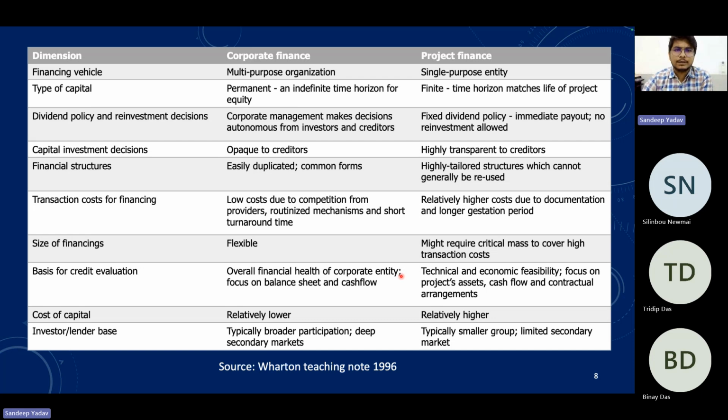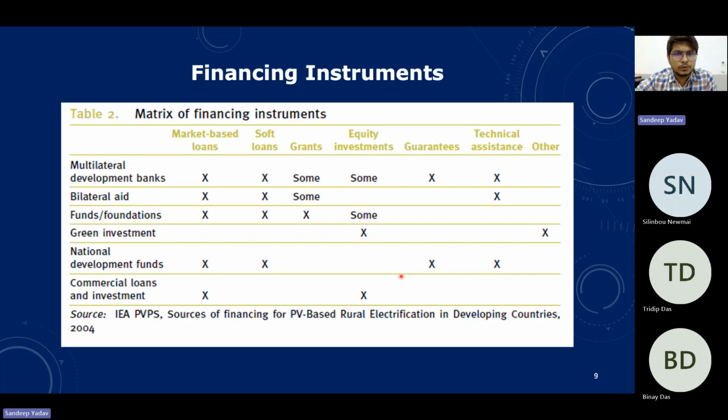Here also there are a few dimensions given for corporate and project finance. These things are already covered in the theory part, so I'll not go through that. This is an important table, a matrix for the financing instruments. It states the types of loans, like market-based loans, soft loans, grants, equity, guarantees, technical assistance, and others, and which institutions can provide these kinds of loans. For example, if you see the National Development Fund or the Green Investment, it can't provide you equity investment or other kinds of investments. These are based on the IEA reports of 2004.